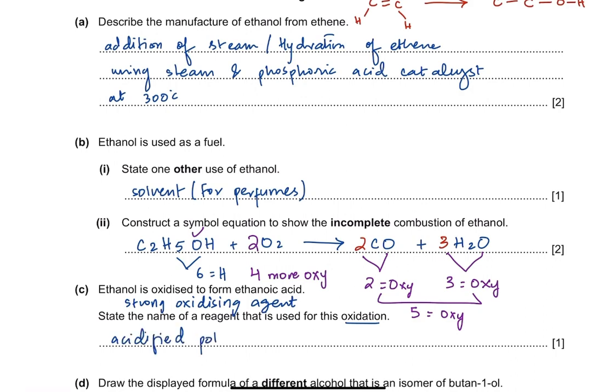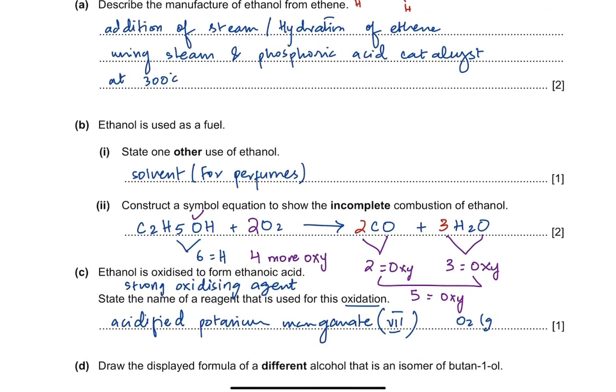Acidified potassium manganate(VII). And don't forget to mention the 7 afterwards. Otherwise, oxygen is also okay, but generally I would say potassium manganate is the better choice.